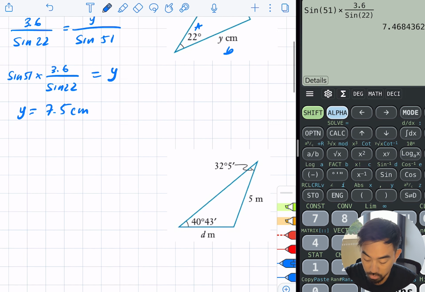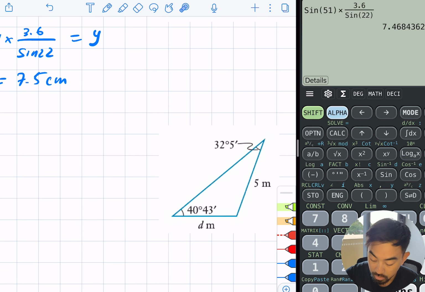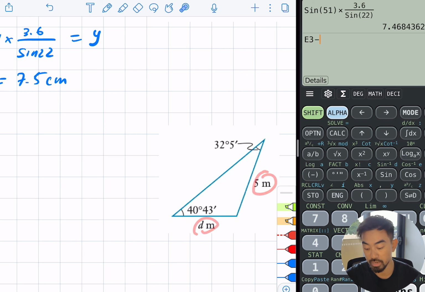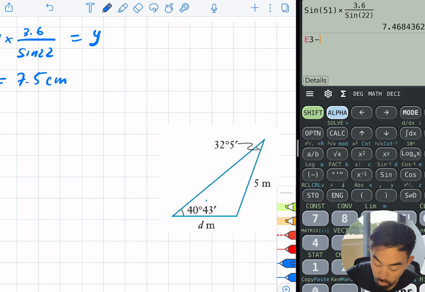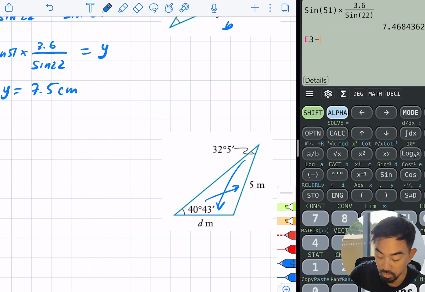Okay, so same kind of idea. We've got a missing side, a known side, and two angles. Now to make things a bit clearer, I'm going to draw an arrow which faces the angle to the opposite side, and the side to the opposite angle. So let's see if we can do this question.